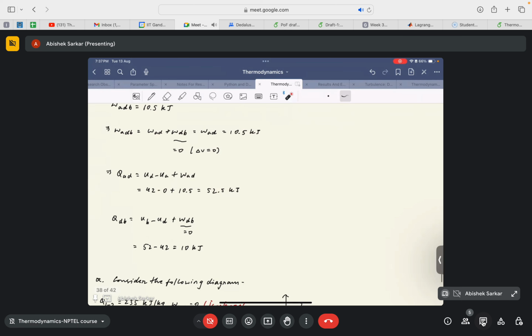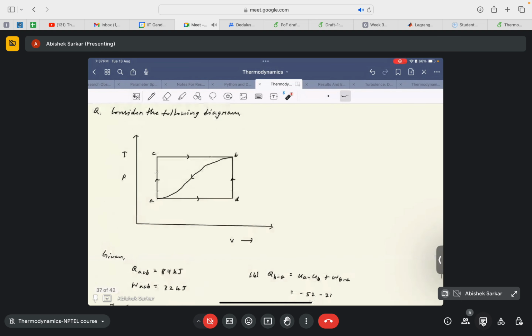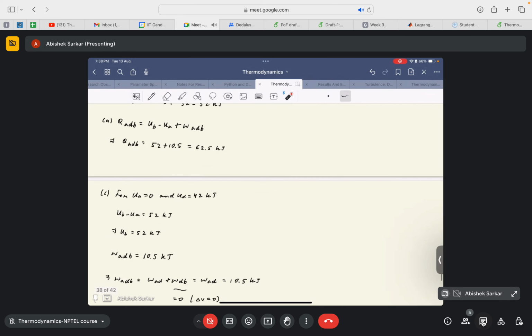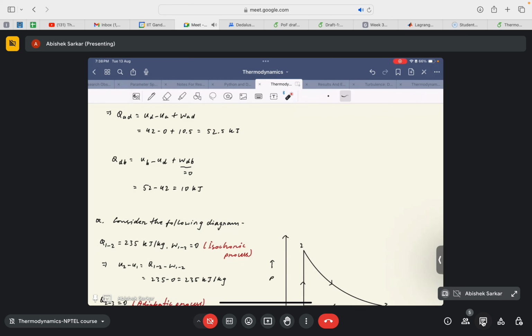Okay. Similarly, for process DB, QDB is equal to UB minus UD plus WDB. Now WDB would be equal to 0 because delta V is equal to 0 in this case. So we can write QDB is equal to UB minus UD plus WDB, and WDB is equal to 0. So QDB is equal to UB minus UD, where UB is 52, which we already found out here, and UD is 42, which is given in the question. So QDB is equal to 52 minus 42 is equal to 10 kilojoule, which is the answer.